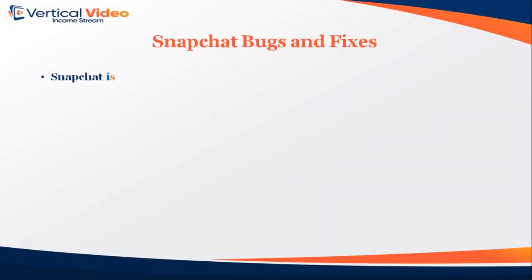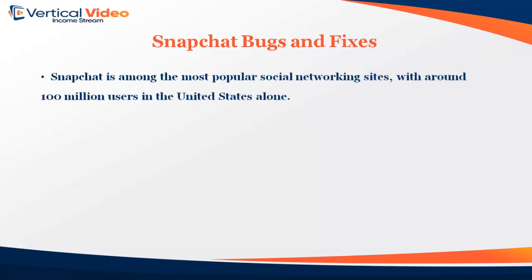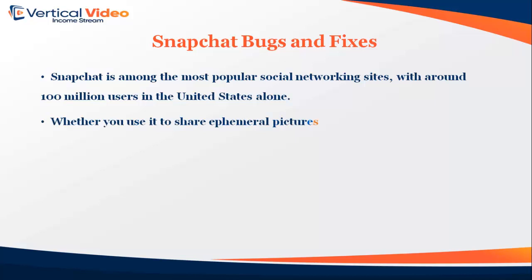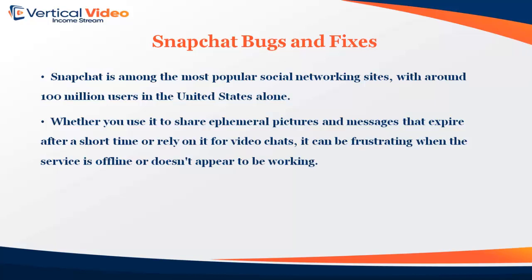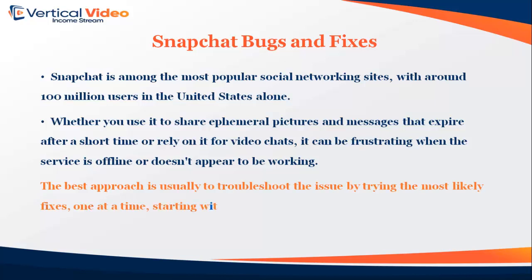Snapchat bugs and fixes. Snapchat is among the most popular social networking sites, with around 100 million users in the United States alone. Whether you use it to share ephemeral pictures and messages that expire after a short time, or rely on it for video chats, it can be frustrating when the service is offline or doesn't appear to be working. The best approach is usually to troubleshoot the issue by trying the most likely fixes one at a time, starting with the ones that are easiest or fastest to test.